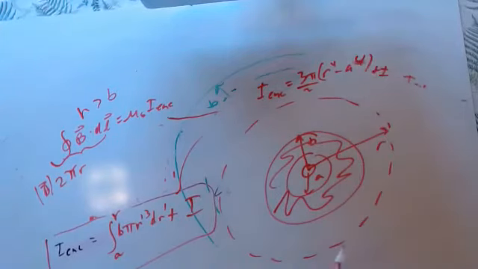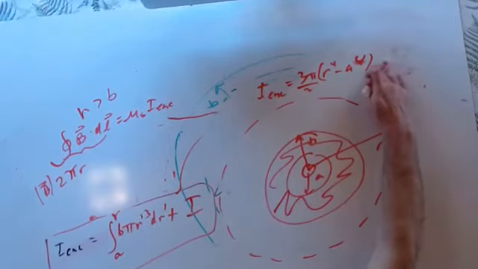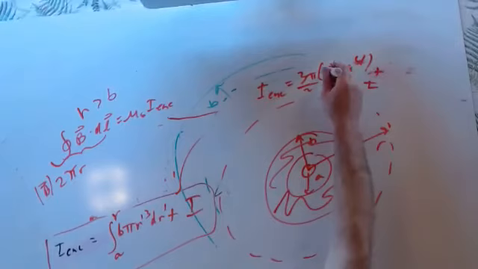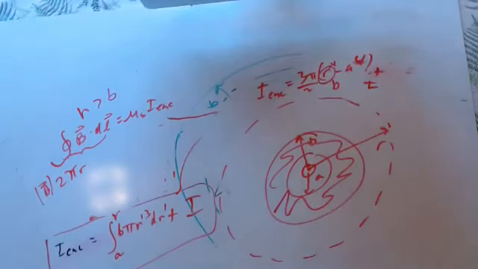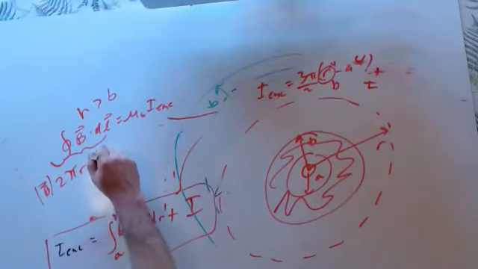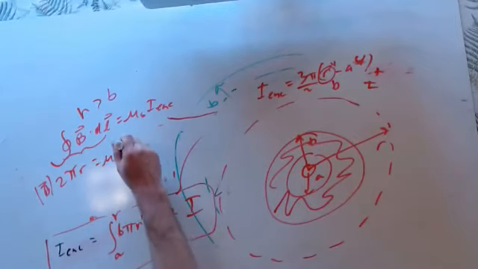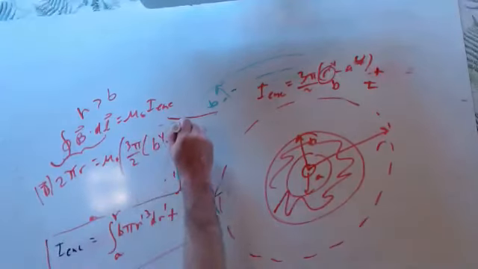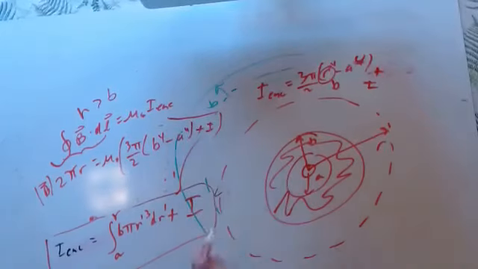plus I. That's really sad. And so what we do is we change that one here to a b. So this gives me mu naught 3/2 pi b to the 4th minus a to the 4th plus I. That's what we'd have now.